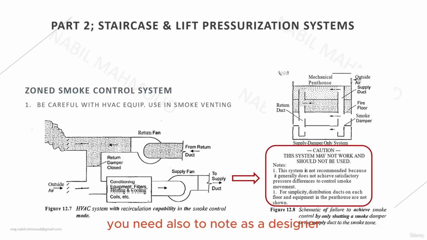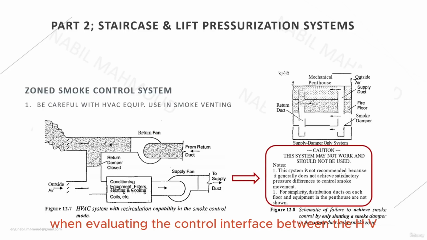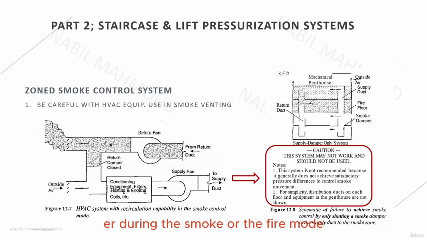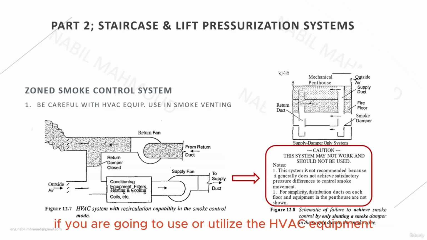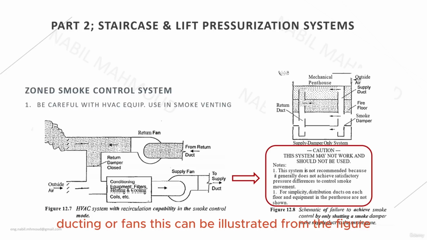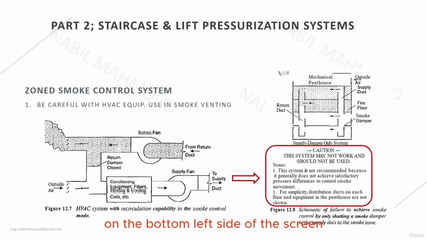You need also to note, as a designer, you should be very careful when evaluating the control interface between the HVAC equipment during the smoke or the fire mode if you are going to utilize the HVAC equipment ducting or fans. This can be illustrated from the figure on the bottom left side of the screen, where you can see that the air handling unit is illustrated with the supply duct and the return duct and a bypass damper having a closed damper.